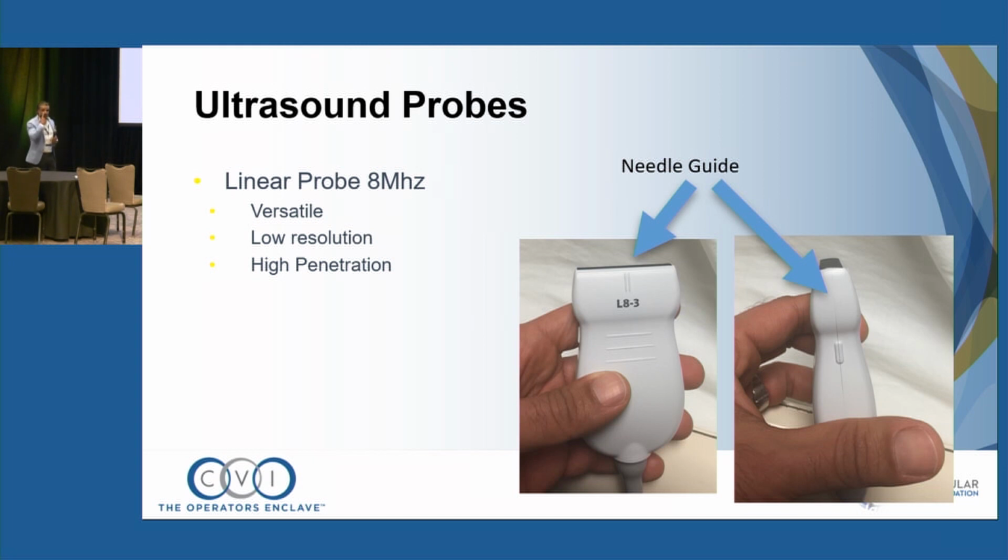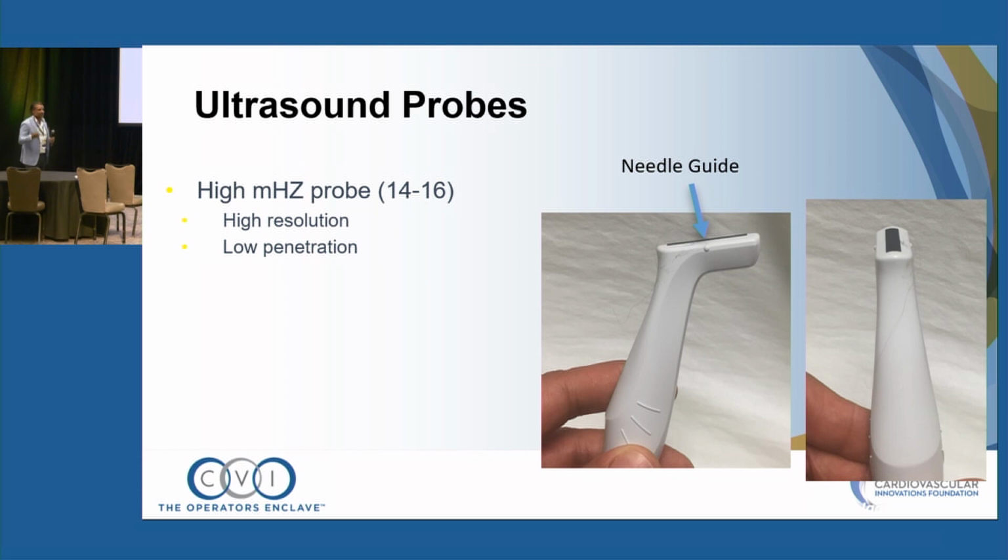So in terms of ultrasound probes, there's a low megahertz probe, and that's usually what we use for femoral access. The nice thing about the low megahertz probe is it has deep penetration, so it's great for femoral, but it doesn't have high resolution. So this is what we use for femoral access, but not good for pedal access.